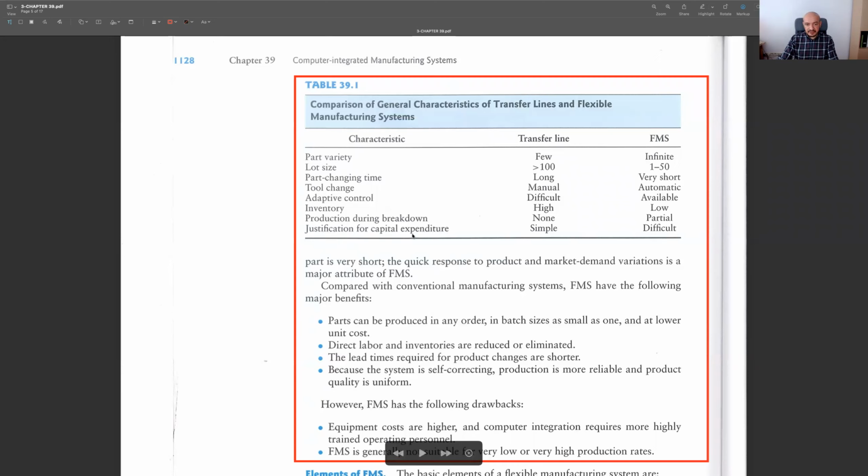Justification for capital expenditure in transfer lines is quite simple. So you can simply justify that the investment, the money you are spending on this transfer line is justified, since you will say that in a year you are producing 1 million of this product. But for the flexible manufacturing system, it's quite difficult. You may need to wait some years and produce various parts and later show that, yes, that was a good investment, but it's quite difficult to show this at the beginning of your investment.